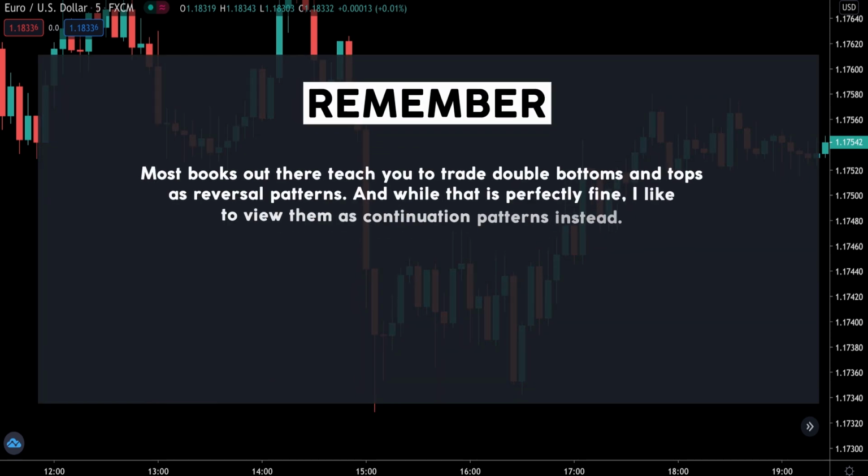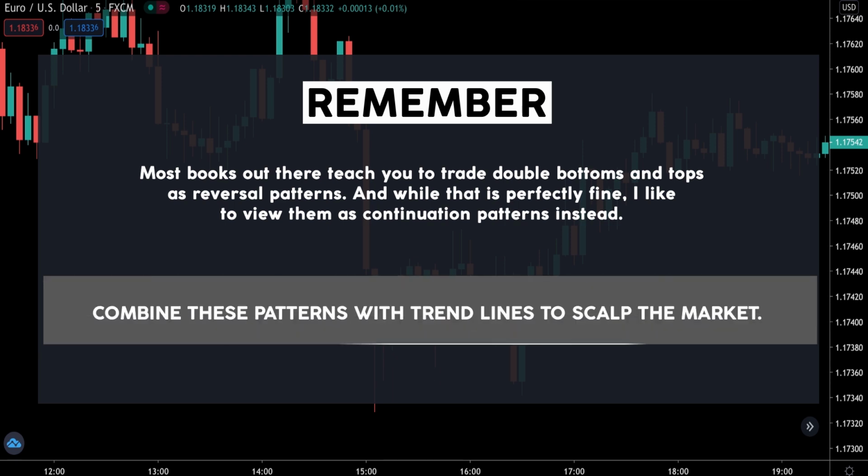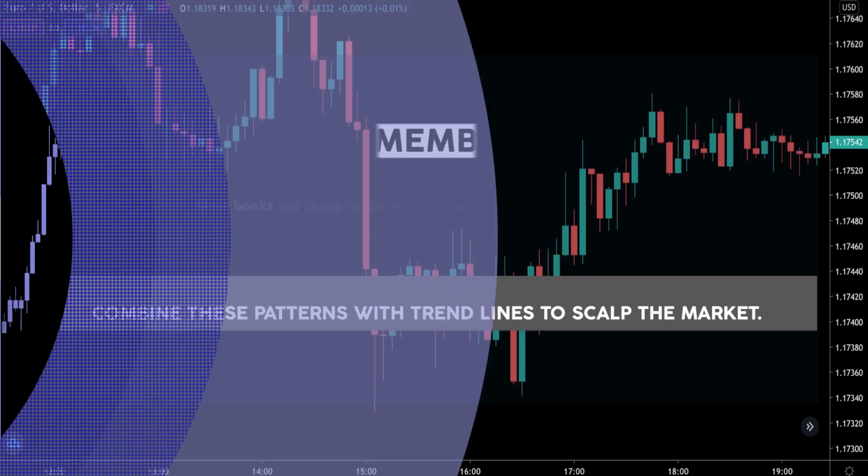Most books out there teach you to trade double bottoms and tops as reversal patterns. And while that is perfectly fine, I like to view them as continuation patterns instead. Remember what I mentioned about fake breakouts earlier? Earlier on, I mentioned that we will be combining these patterns with trend lines to scalp the market. I will now provide a step-by-step guide to do this.